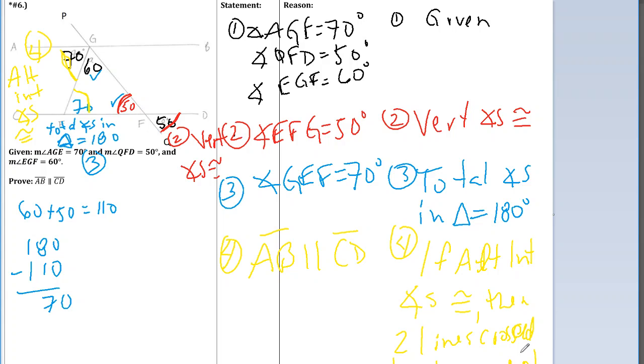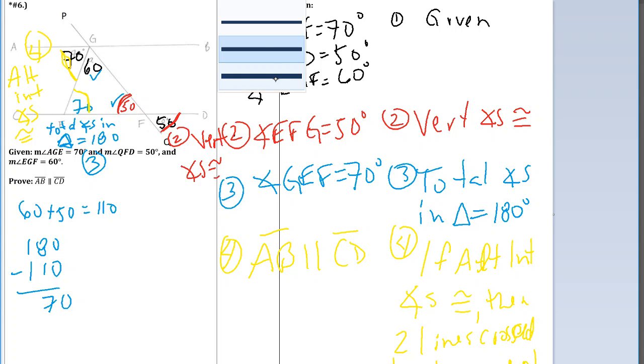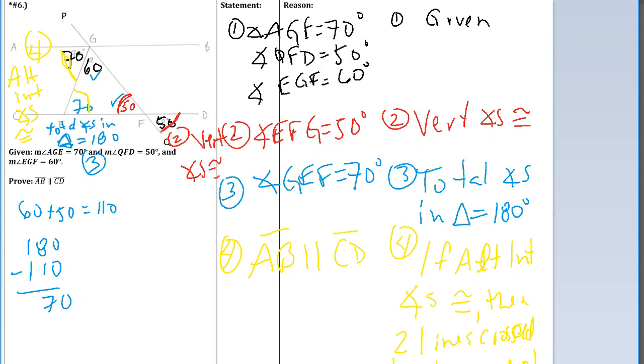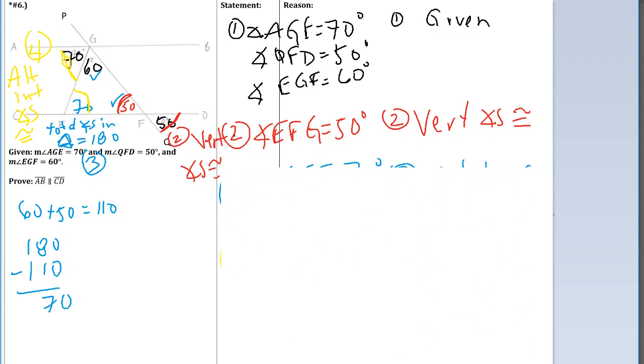If you want to keep going, I want to show you a different angle relationship that you could have used really quickly. It would have been easier. So what we can do is forget about our statement 3 and 4. What we're going to use is the 50 degrees that we got here. Actually, we don't even need this statement 2. This can come out.